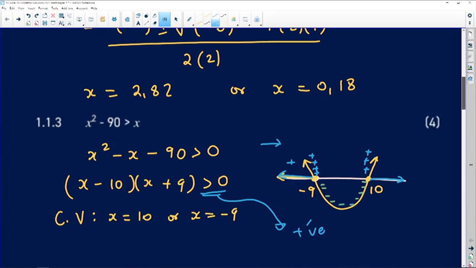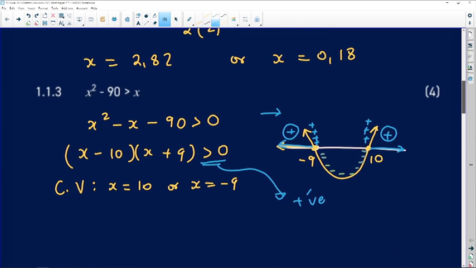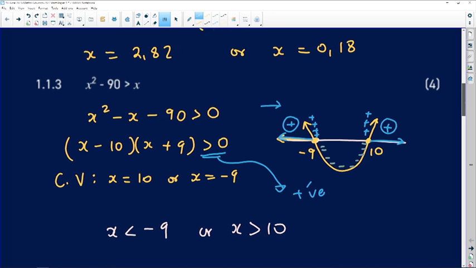That's why sometimes you'll see us writing a plus here to imply that the graph is positive on the left of negative 9, and the graph is also positive on the right hand side of 10. So the solution to that question will then simply be all x values that are less than negative 9, or all the x values that are bigger than 10, they will make the graph to be greater than 0.